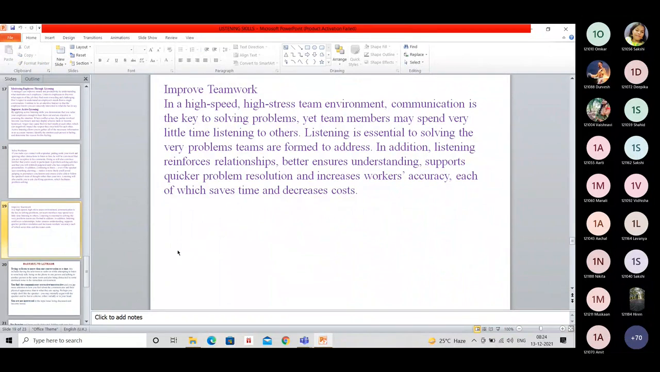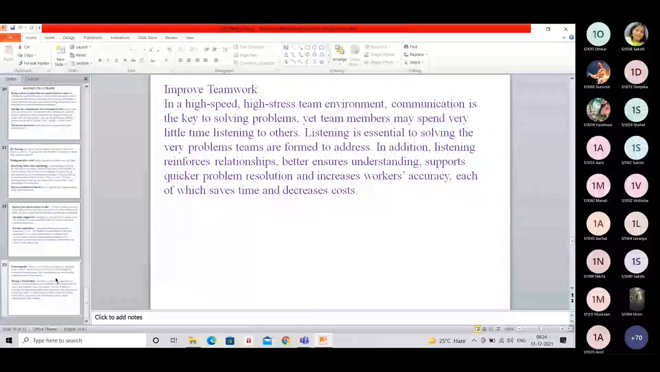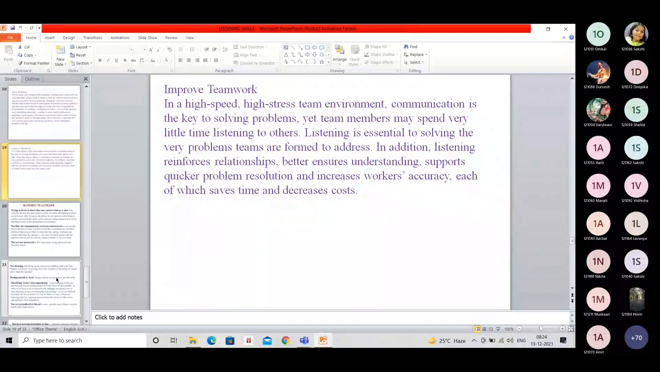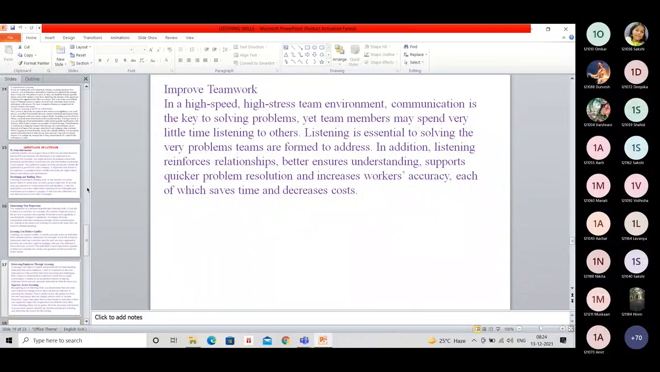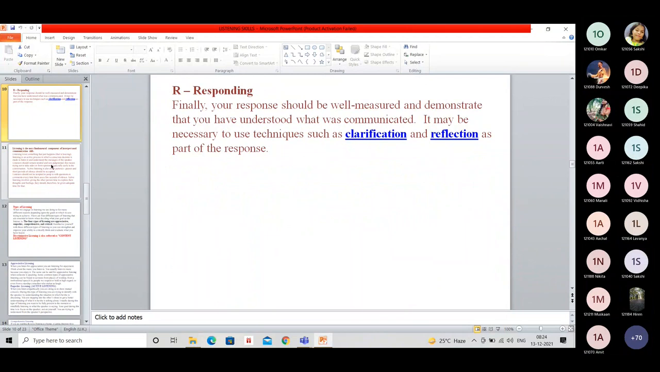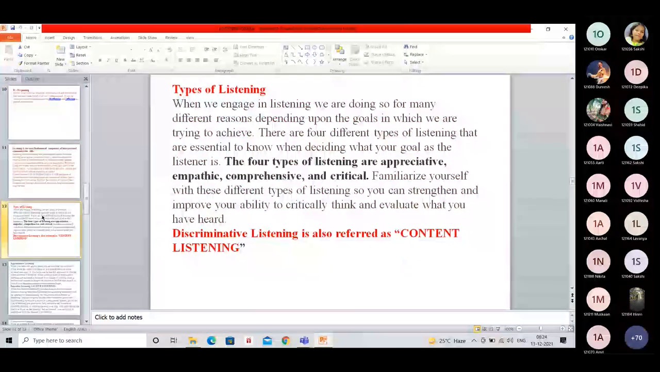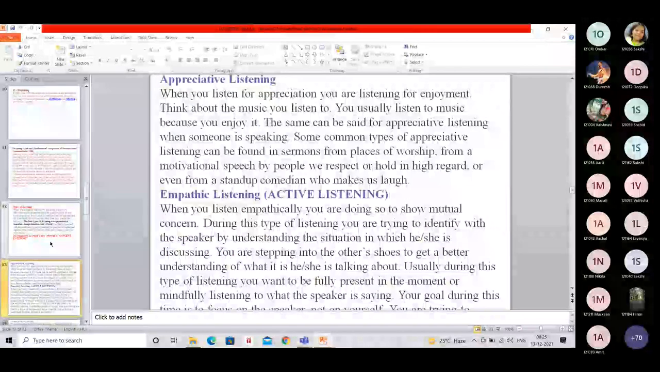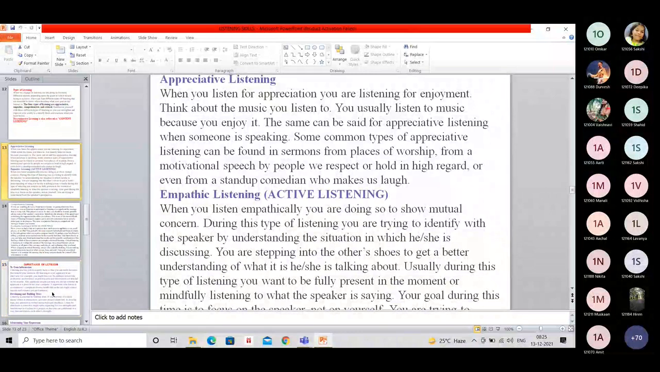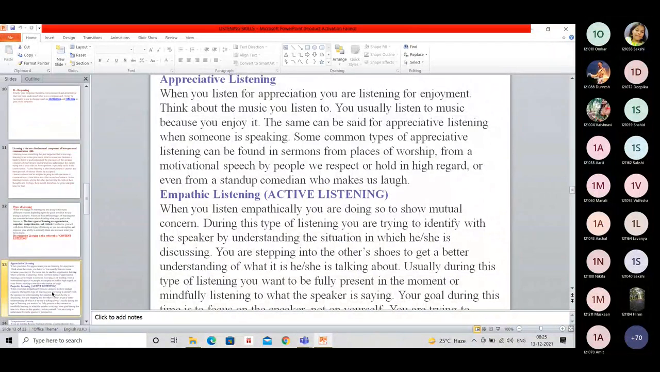In B division, only barriers to listening is pending. What about A division? We have done types of listening. I remember we did that much, you all remember. Yes, ma'am. After that we started with types of listening: empathic, comprehensive, critical, appreciative. Did we do this? No, ma'am. We didn't do types of listening.